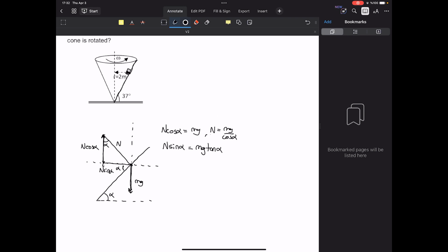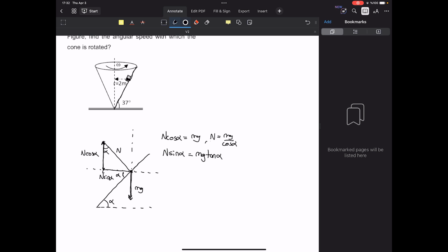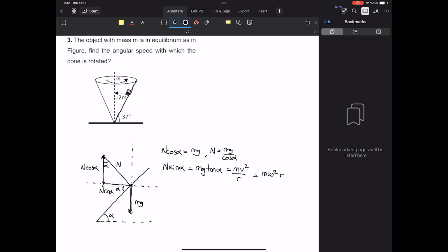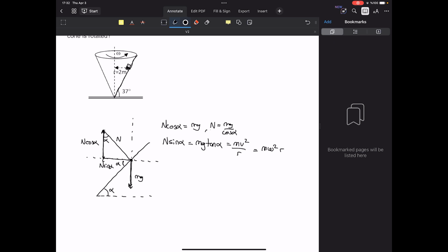Now we know that this is equal to mv squared over r, or m omega squared r, depending on what you need. Here we want to find the angular speed. You can find it by solving the equation mg tangent alpha equals m omega squared r. The m's cancel. Omega squared is equal to g tangent alpha over r, and omega is equal to the square root of that.